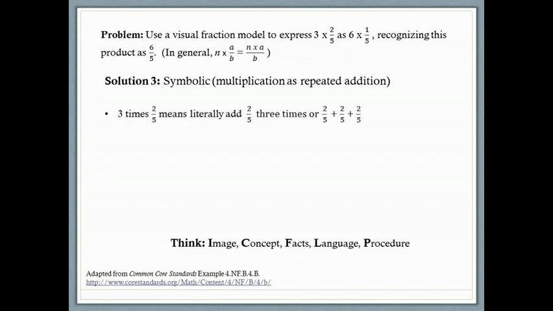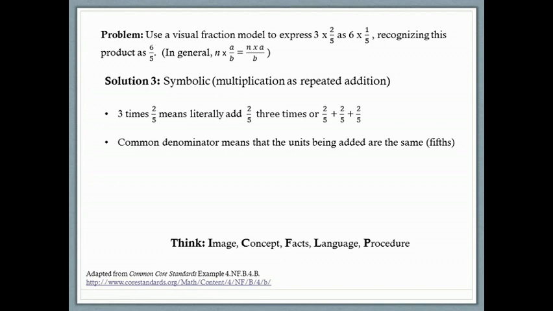So 3 times 2/5 literally means add 2/5 together 3 times. Or if we think of multiplication as repeated addition, we have 2/5 plus 2/5 plus 2/5 is 3 times 2/5. Because there's a common denominator, it means that the units being added are the same. The units are fifths, and we have 2 of them in each of these terms of the sum.